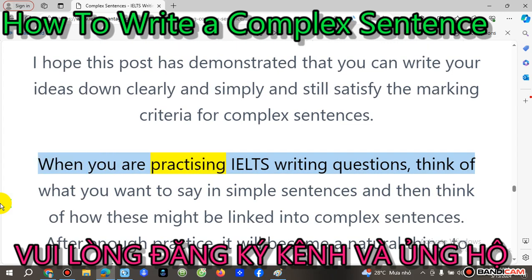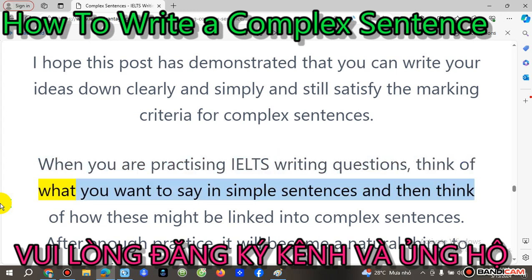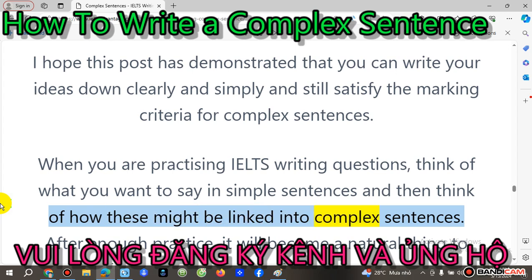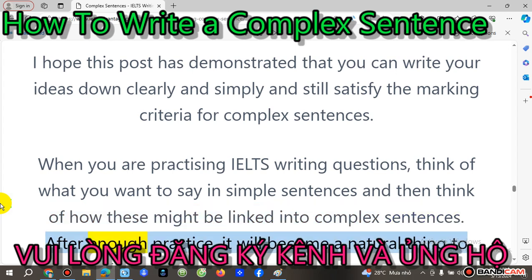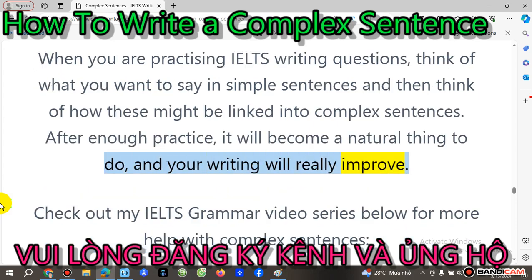When you are practicing IELTS writing questions, think of what you want to say in simple sentences and then think of how these might be linked into complex sentences. After enough practice, it will become a natural thing to do, and your writing will really improve.